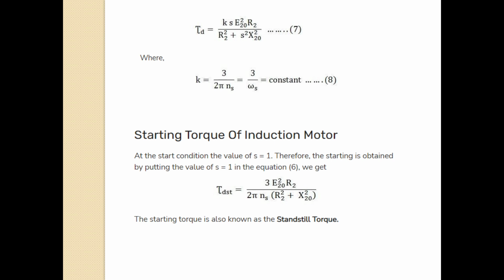Then TD is equal to K S E2 naught square R2 divided by R2 square plus S square X2 naught square. This is the 7th equation. Now K is equal to 3 divided by 2 pi ns. So 2 pi ns value is omega s, so K is equal to 3 divided by omega s. It is a constant. Next, the starting torque of induction motor. The starting torque is TDST equal to 3 E2 naught square R2 divided by 2 pi ns into (R2 square plus X2 naught square). This is the torque equation at standstill condition.